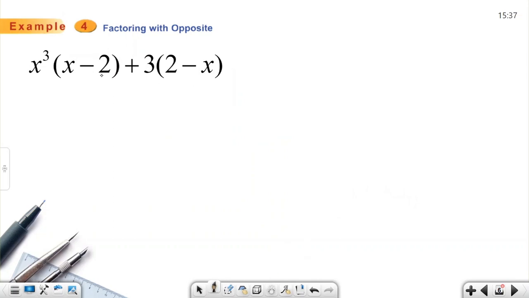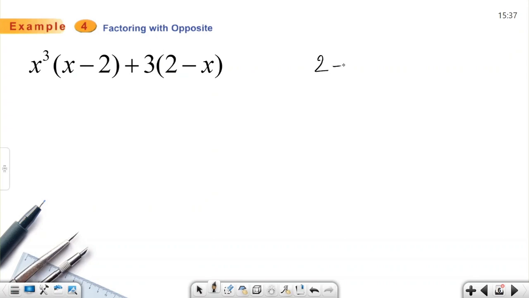Okay, let's check this question. As you see, they look really similar, but be careful here. That's an x, that's a negative x. They are not the same. And that's a negative 2, that's a 2. So the signs are not the same, they have opposite signs. To change it, I can multiply by negative 1.